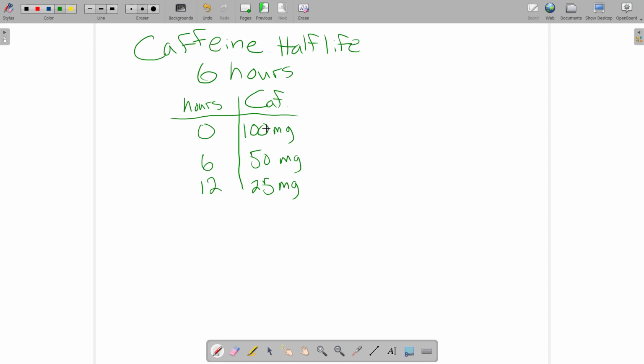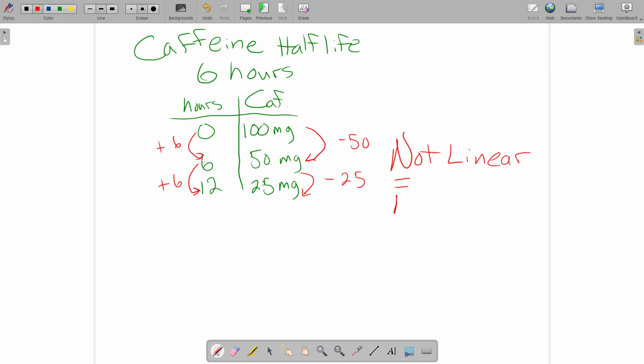So the question is this relative change or is it absolute change? Well, if you look at the change in this 6 hour span, right, so I went up 6 hours here, I went down 50 milligrams there, I went up 6 hours here, but I only went down 25 there. So this is not linear. These do not line up. Therefore, this is not absolute change. We're not changing by the same absolute amount each time. So this is a relative or a percent change.